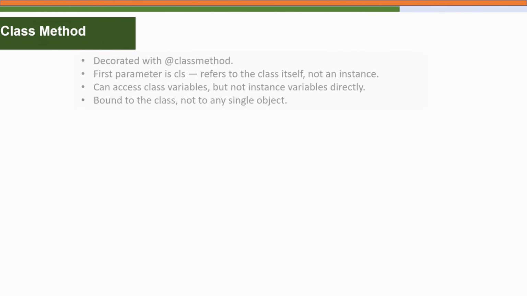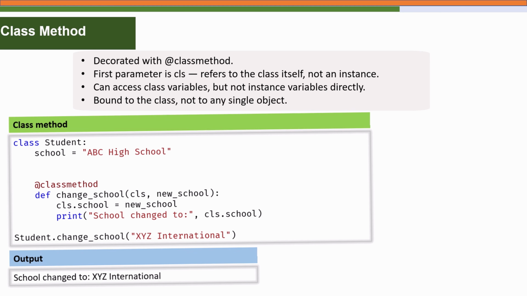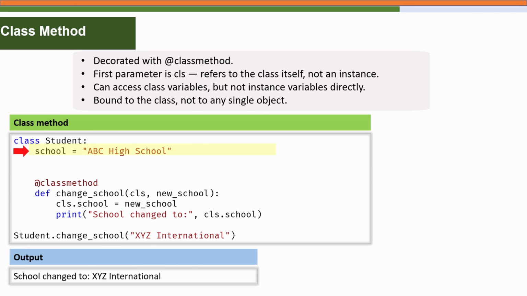Next we have class methods, which use the @classmethod decorator. A class method receives the class itself as the first argument, conventionally named cls. It doesn't deal with individual objects' data. Instead, it is meant to access or modify class-level attributes or variables that are shared by all the objects. In this example, change_school changes the value of the shared variable. So if we run Student.change_school and pass XYZ School as a parameter to it, every existing and future student object will reflect the updated school name.